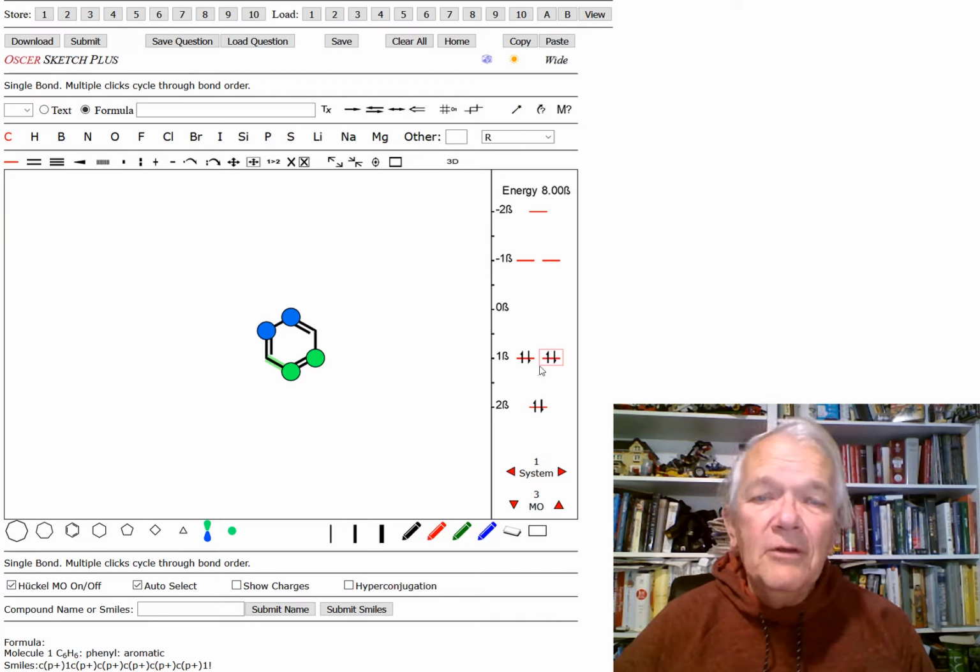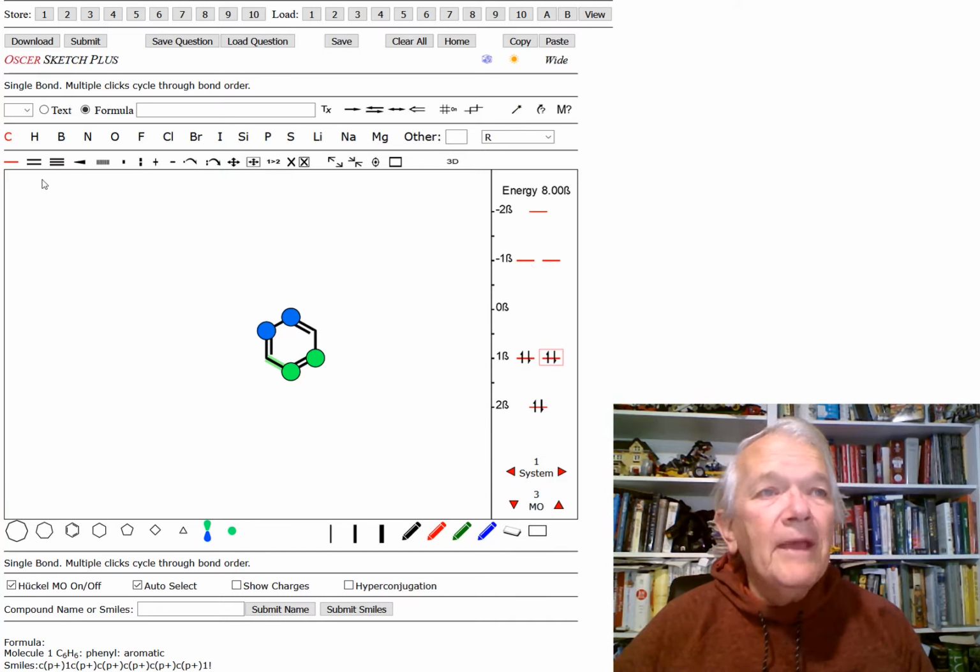Now what's the consequence of that? Well, the consequence is that the HOMO-LUMO gap is bigger. These are the highest occupied molecular orbitals. These are the lowest unoccupied molecular orbitals. And the distance between them is a full 2 beta on this energy scale.